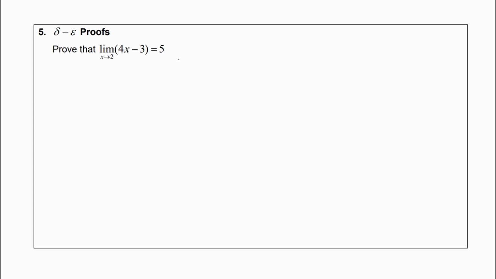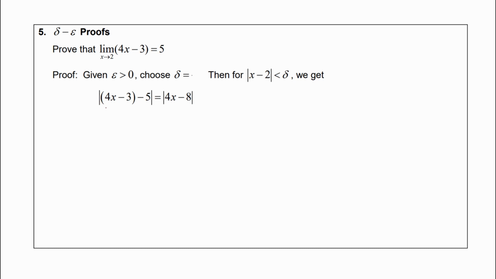So here is the proof. You have to start with: given epsilon greater than 0, because that is part of the definition. You're going to say choose delta equal, and you're going to leave it blank, because you will not know at this point. As you are almost done with the proof, you will know what the delta has to be, like in the last example. Then for the distance of x from 2 less than delta, we will get, and then you're going to write the absolute value of f of x minus L.